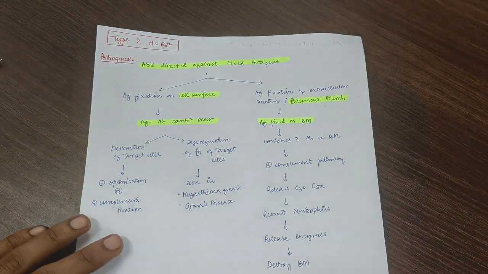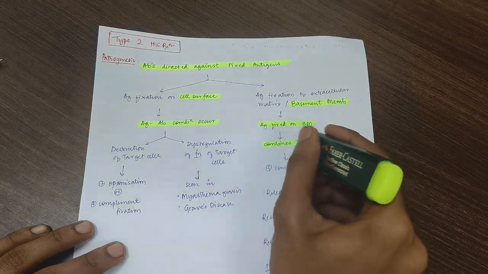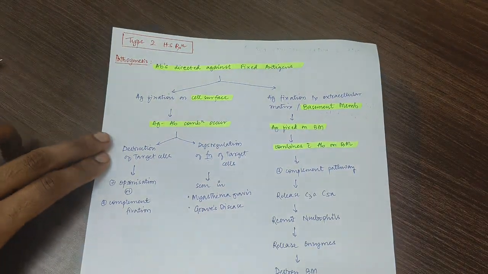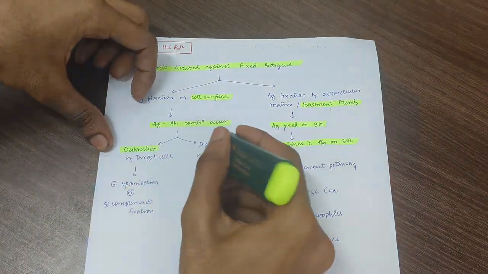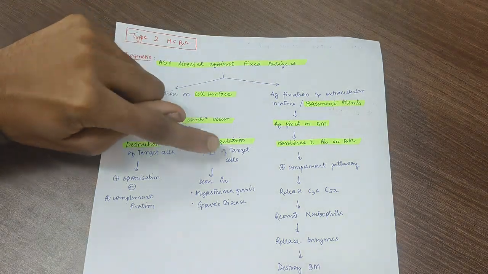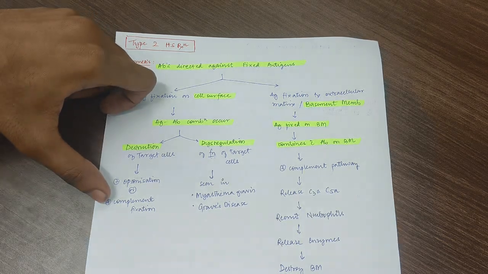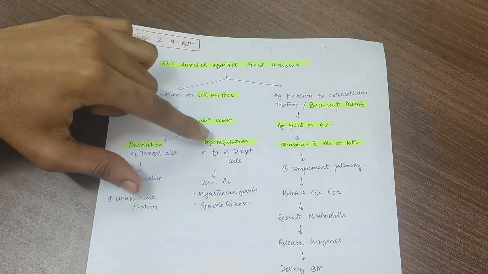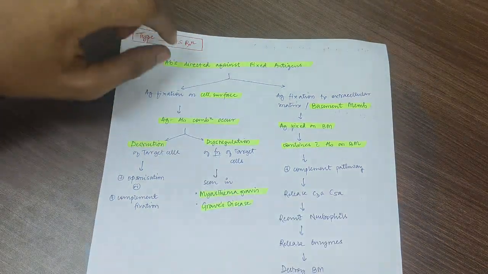basement membrane, and it will combine with the antibody on the basement membrane itself. The first step, antigen-antibody combination, is going to cause either destruction or dysregulation of the target cells. In case of destruction, there is opsonization, complement activation, and the cell is destroyed. Dysregulation is mainly seen in myasthenia gravis and Graves' disease.